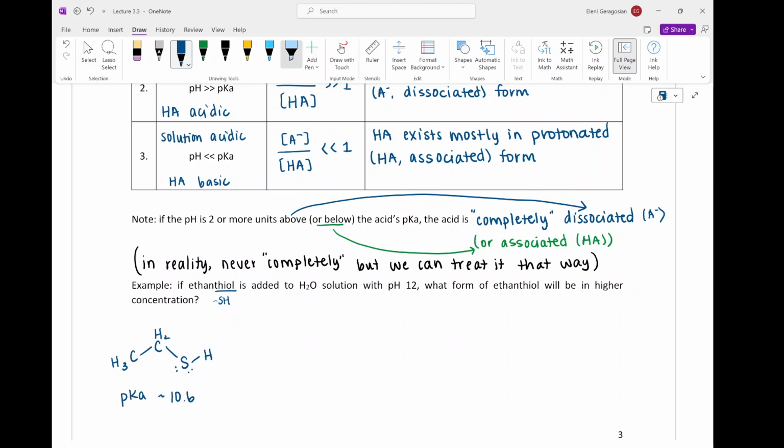Now, one thing you should be able to do here is identify the acidic hydrogen in this molecule. We know that hydrogens bonded to carbon are not very acidic. We saw that on the previous page. Hydrogens bonded to other more electronegative atoms are more acidic. So that is the hydrogen bonded to sulfur here that we're talking about. This is the acidic hydrogen.